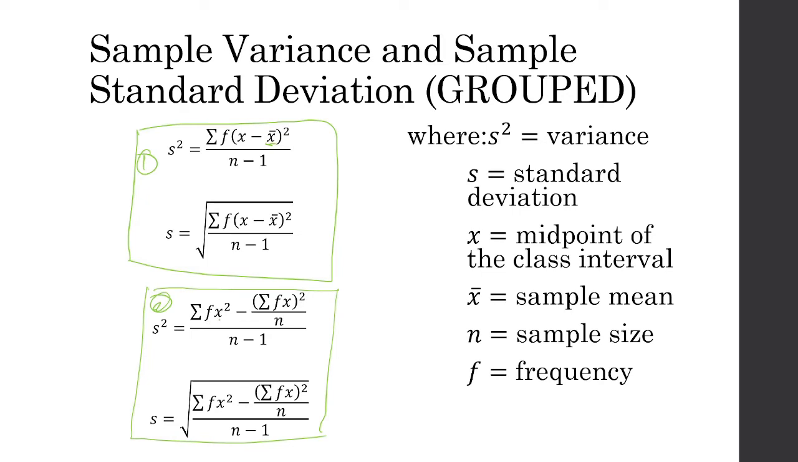Kailangan mo lang square lahat ng x's mo. And by x's, yan ay midpoints ng ating class interval. Eh, you need to multiply it to the frequency for each class interval. Then you need to get the summation of that. Then same is true for this one. You just need to get the sum of all the products of your midpoints and the frequency for each class interval. You need to square it and you need to divide it by n. And also you need to divide it by n minus 1.